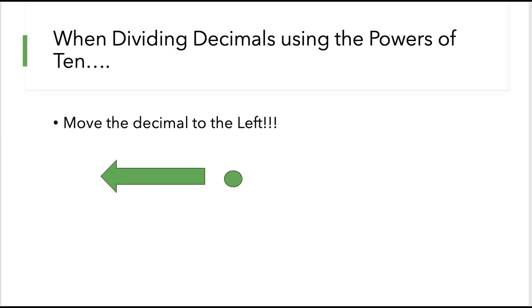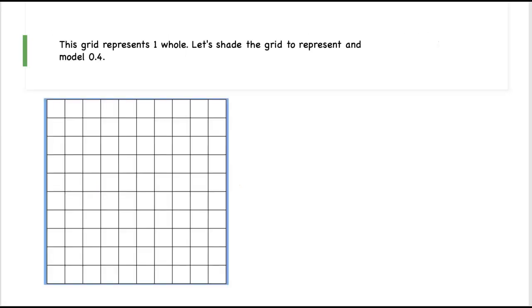So with that being said, let's take a look at this grid. This grid right here represents one whole. Let's shade the grid to represent 4/10. Okay, we've talked about this before. One row or one column has 10 units. If you want to see for sure, 1, 2, 3, 4, 5, 6, 7, 8, 9, 10.